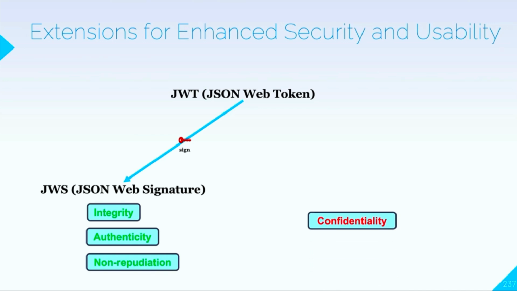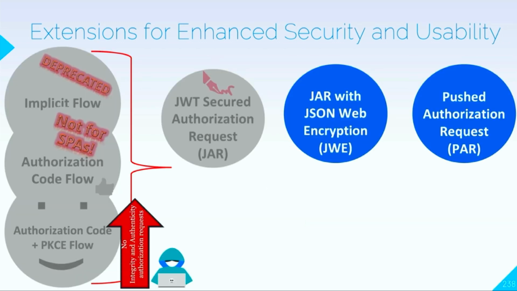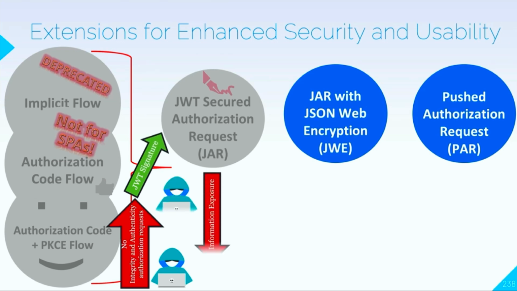However, when confidentiality is required, meaning we want to protect sensitive information within the token from unauthorized access, JWE, JSON Web Encryption, comes into play. When it comes to OAuth 2, the JAR extension ensures the integrity and authenticity of the authorization request parameters through the use of a signed JWT, JWS, but in some cases, we also need to guarantee the confidentiality of the authorization request. This is where the combination of JAR with JWE proves useful.